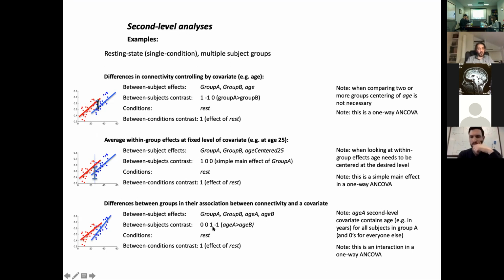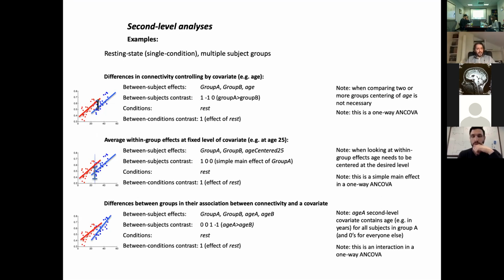Just contrasting those 2 values tells you whether the slopes are different or not. So this is a way to test whether the change in activation with H is different in this group or in this other group. Conceptually, this is like an ANCOVA, and you are looking at the interaction effect of group by H, your covariate. You are looking at whether the covariation with H is different between the groups.